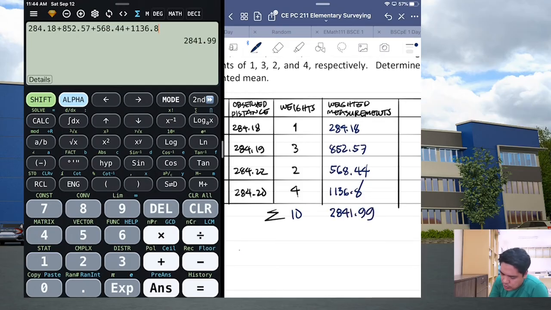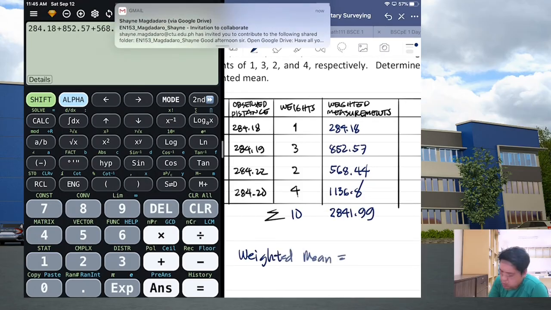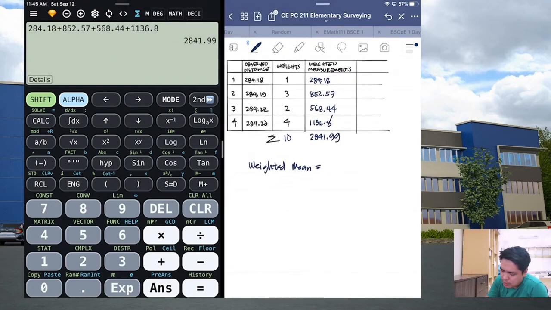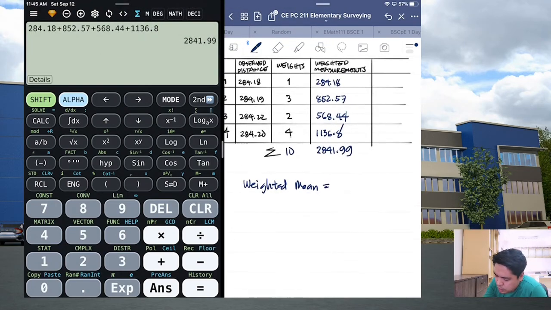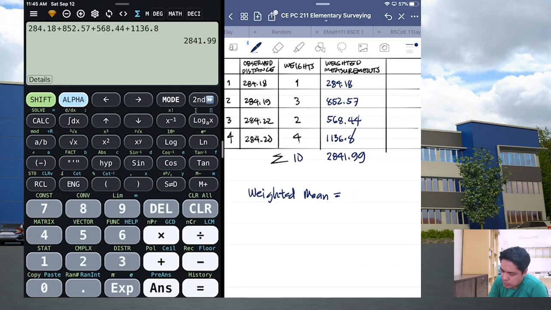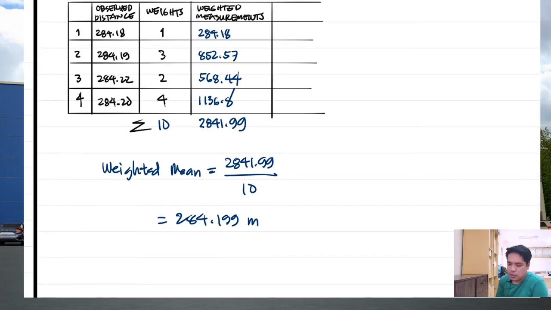So the answer is 2,841.99. Now the weighted mean, the most probable value considering the weights, is equal to 2841.99 divided by 10, which is equal to, just moving the decimal place, 284.199 meters. That is accurate up to the millimeter, since the third decimal place is already the millimeter. So this is our answer.